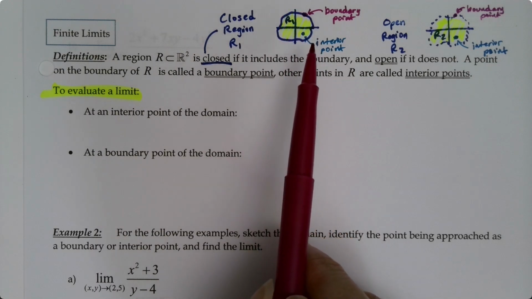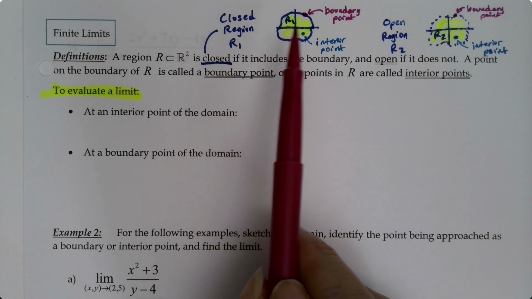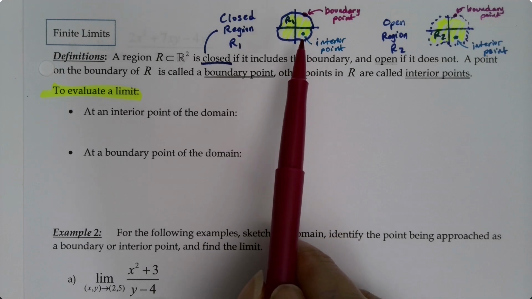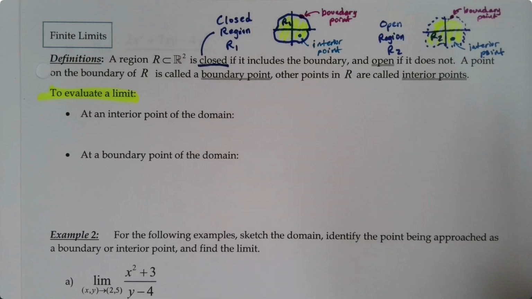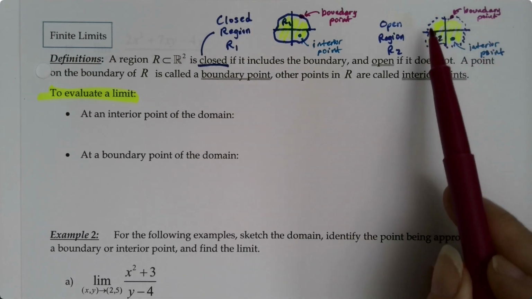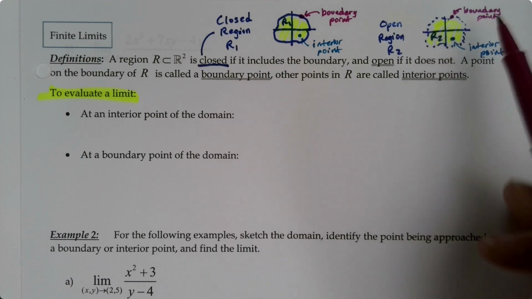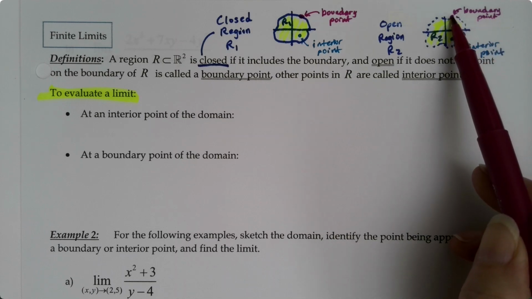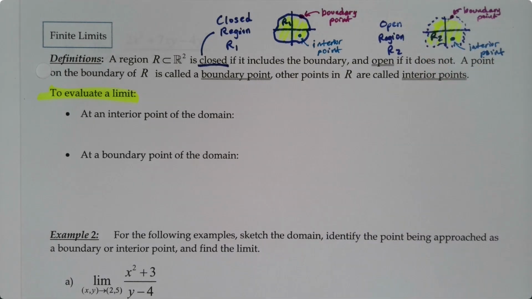So you can see that when I drew it, I'm drawing a solid boundary line. And a boundary point is any point that's on that boundary line, and an interior point is any point that's inside the region, in the interior of the region, if you will. An open region has a dotted boundary line, right? Because it's everything except for the boundary itself. And so interior points are still points inside the region. A boundary point is a point that would be on that boundary, on that dotted line around the region.